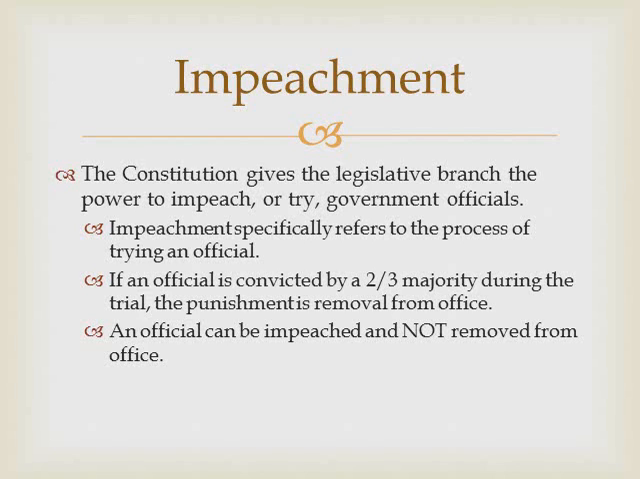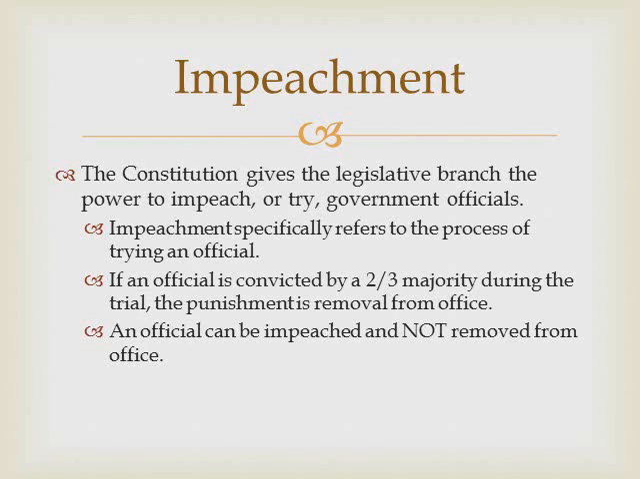Impeachment. The Constitution gives the legislative branch the power to impeach or try government officials. Impeachment specifically refers to the process of trying the official. If an official is convicted by a 2/3 majority during the impeachment trial, the punishment is removal from office. An official can be impeached and not be removed from office. In that case, the official wasn't convicted by a 2/3 majority.